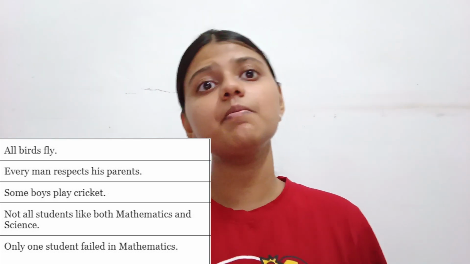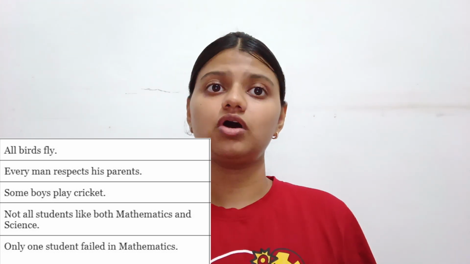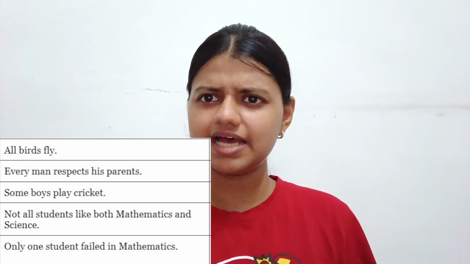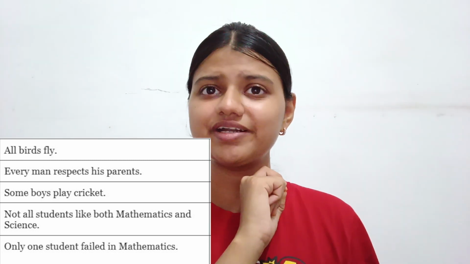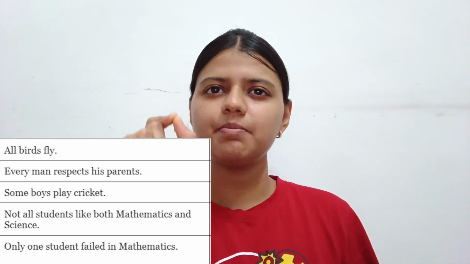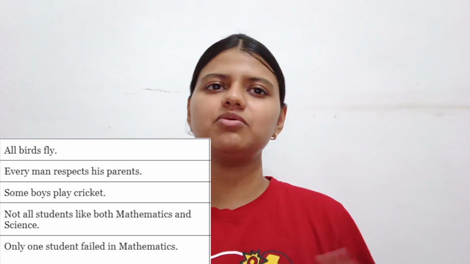Now let's do some boys play cricket. So here what I'm going to do, I'm going to use the not symbol. Is that so? Am I right? No. I will be using the existential quantifier here, which says some boys play cricket, and I will follow the same format. Now let us do one more question.